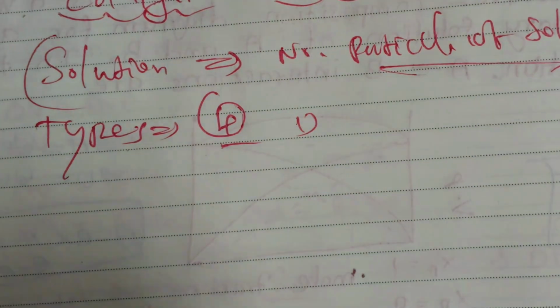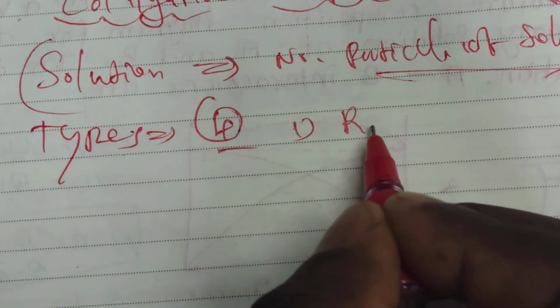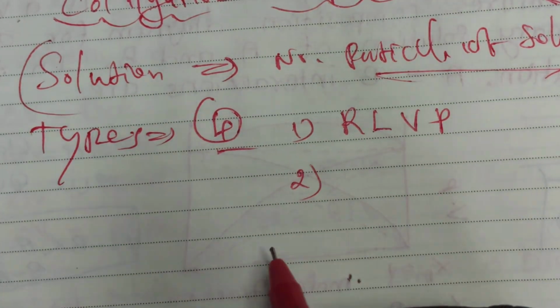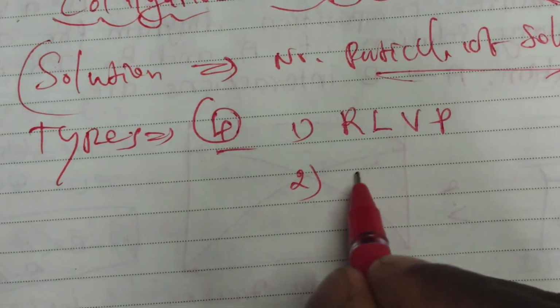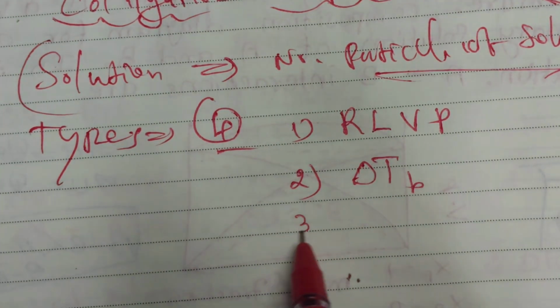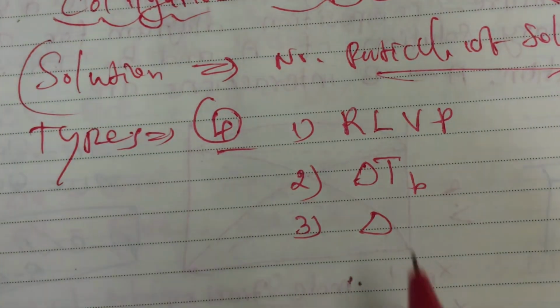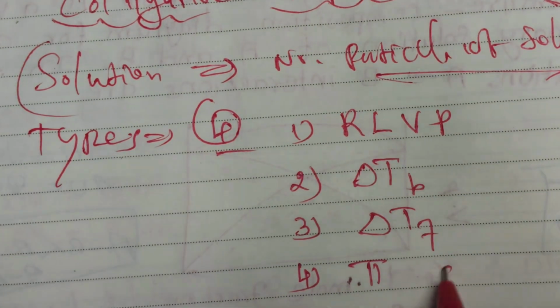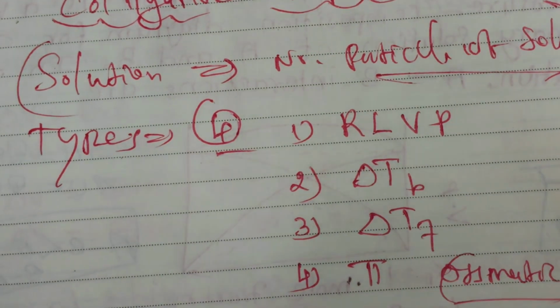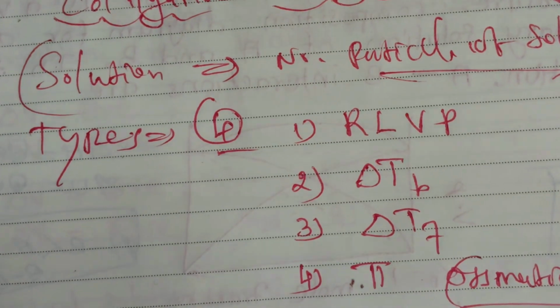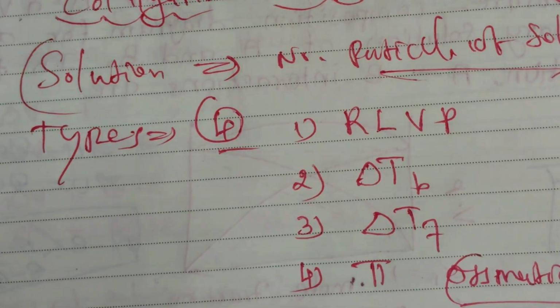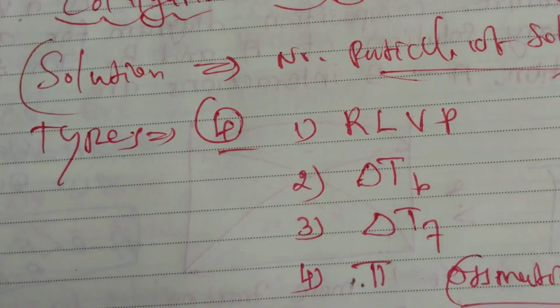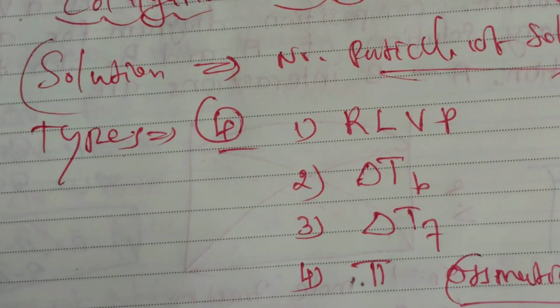In the first case, there is a relative lowering of vapor pressure, and the second case, there is an elevation of boiling point, delta T B, and the third one, there is a depression of freezing point, delta T F, and the fourth one is osmotic pressure. Okay, so these four kinds of colligative properties are covered in the NCERT book as well as the NEET syllabus.